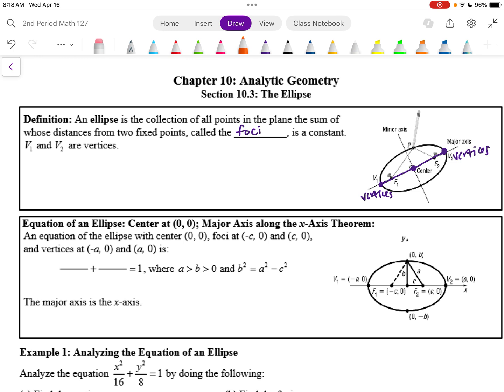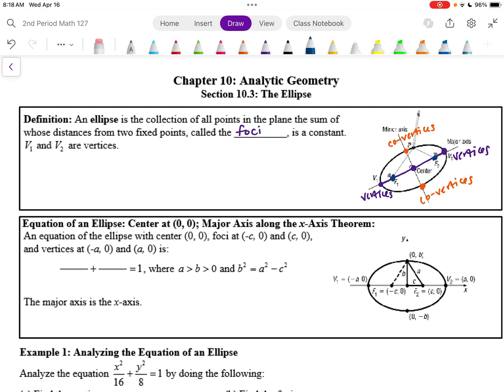They don't really talk about these in 127. I'm going to talk about them in this class though, because I talk about them in my regular trig. So these are called covertices. They just help you draw the ellipse a little bit better. And then your foci are just right here. They're two fixed points that are equidistant from whatever you're looking at.